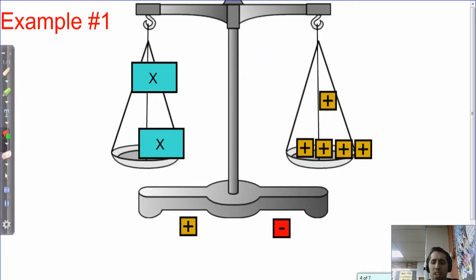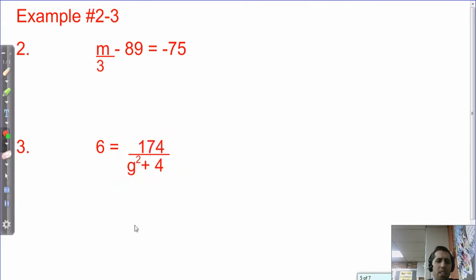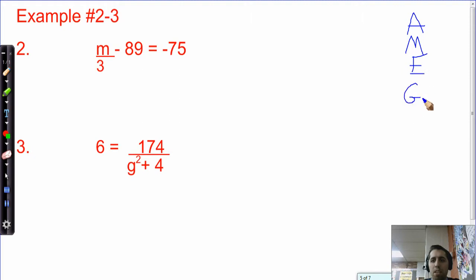Make sure you have the picture and the equation I just erased, so rewind if you need to. But next, let's go on to some other examples. So this first one is telling me that m over 3 minus 89 is equal to negative 75. So again, I'm going to follow Meg and our 3-step equation solving process.